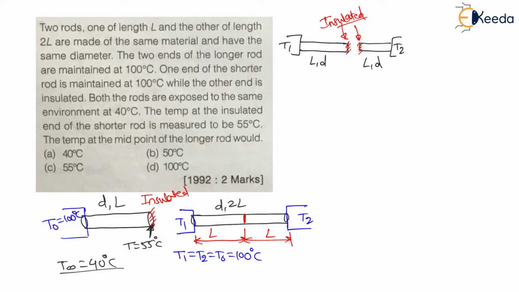Now let us observe here. For this shorter rod, the base wall temperature is 100. If I divide this rod into two rods, for both shorter rods of length L and diameter D, the base wall temperature is the same, 100 degrees Celsius. Surrounding is the same, diameter is the same, length is the same, everything is the same. Insulated end is also the same. Therefore, my dear students, this end temperature for both rods must be equal to 55 degrees Celsius as in the previous case. Therefore, exactly at the center the temperature will be 55 degrees Celsius. That is, option C will be the correct choice.